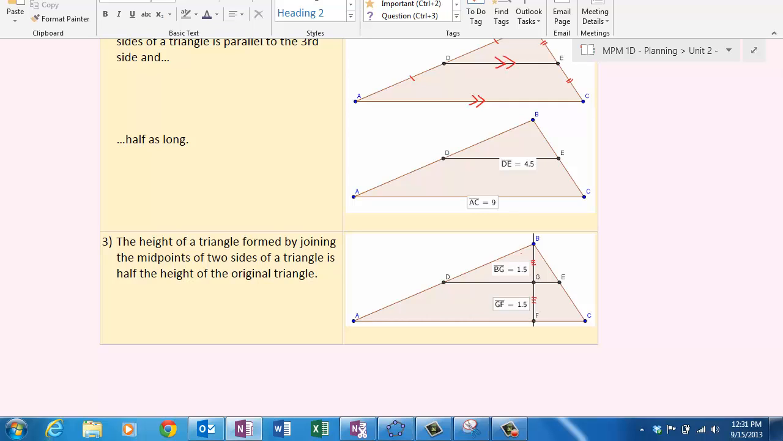triangles. The next video will talk about medians in triangles, so look out for that one.